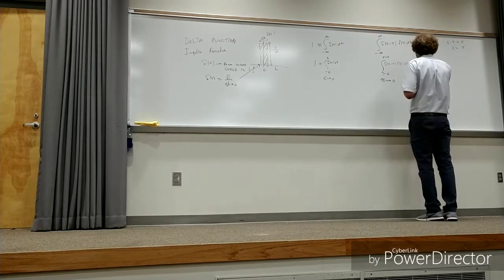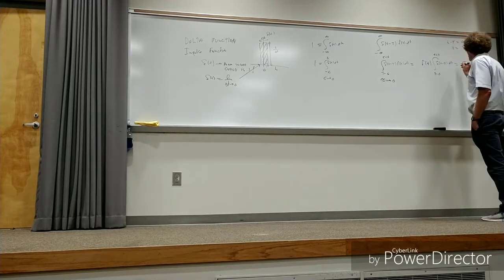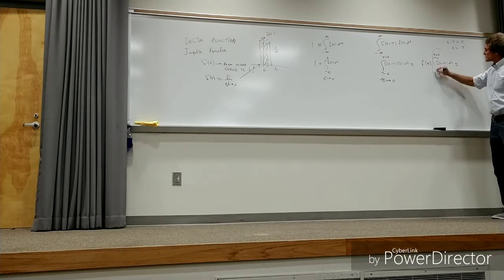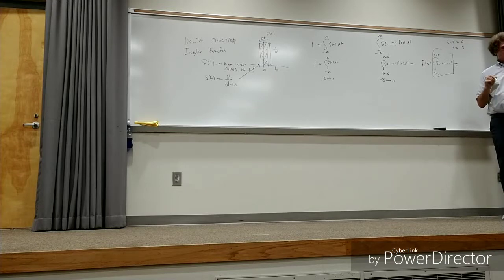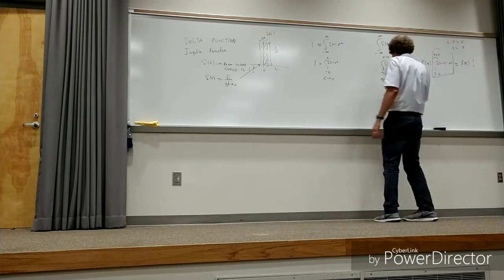So I can say that this integral will really look like f of tau times the integral of delta of t minus tau from tau minus epsilon to tau plus epsilon dt. You all with me on that, class? Can you all see it okay? And what is this integral? 1. Therefore, this integration is simply f of tau. This is called the sifting property.